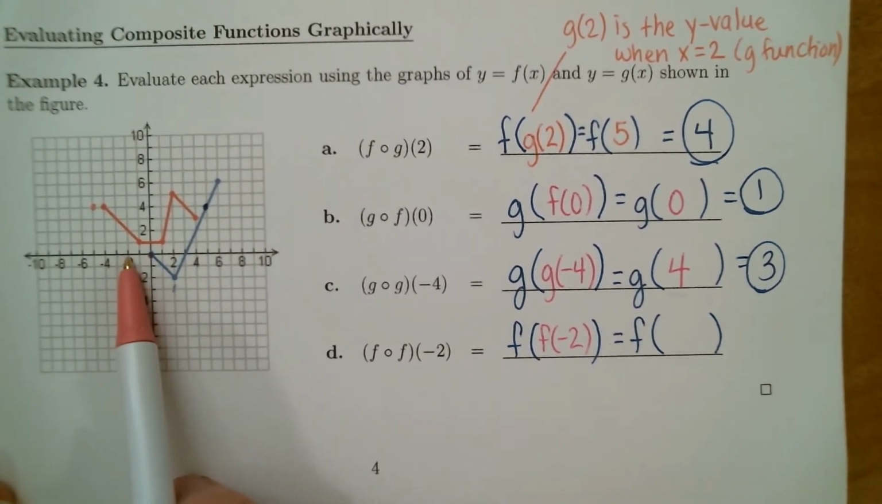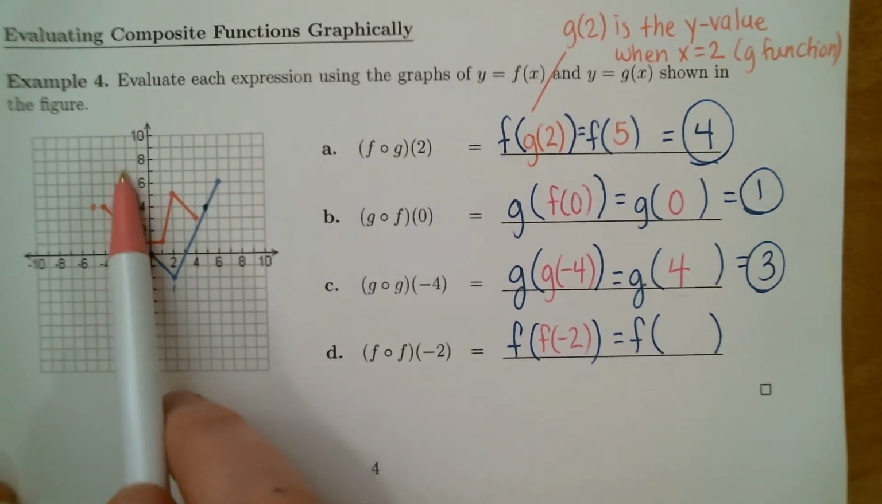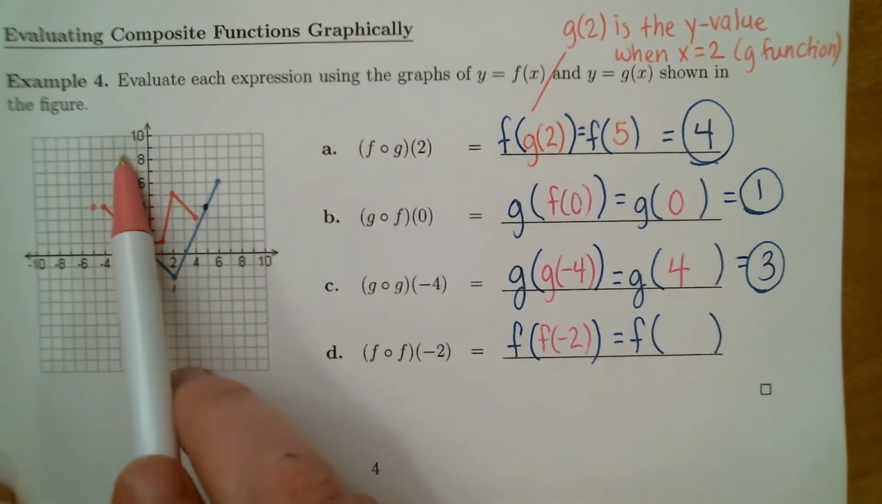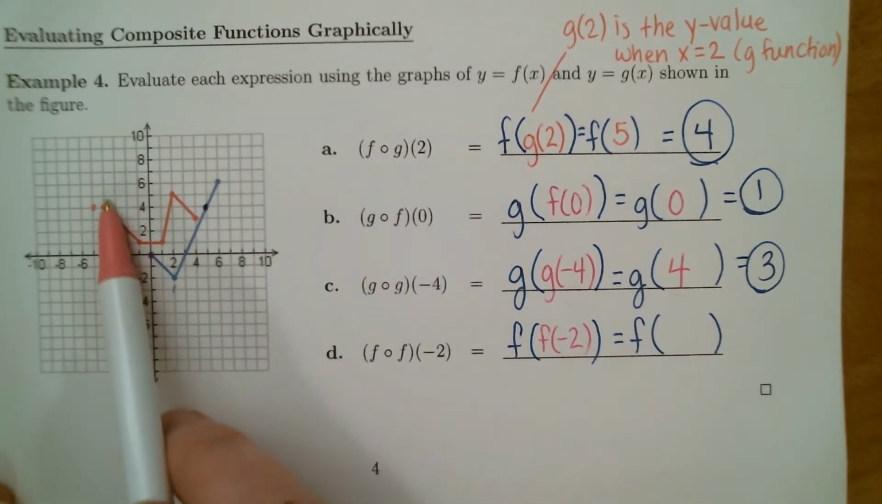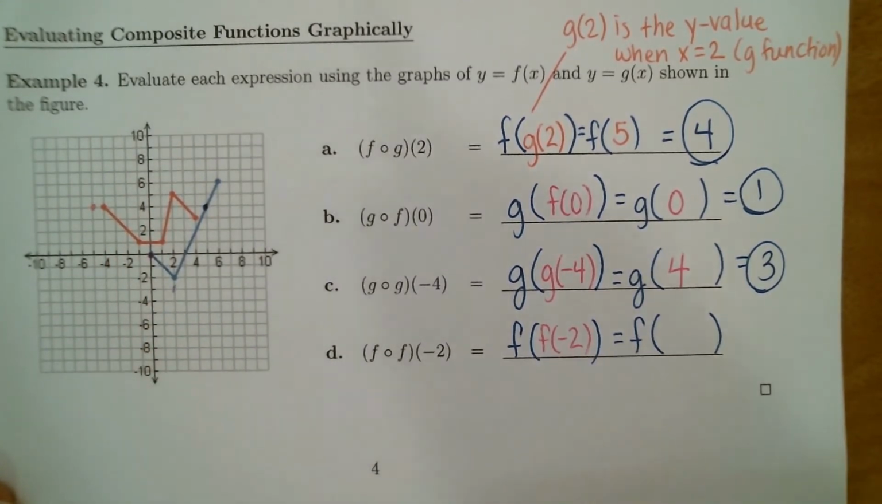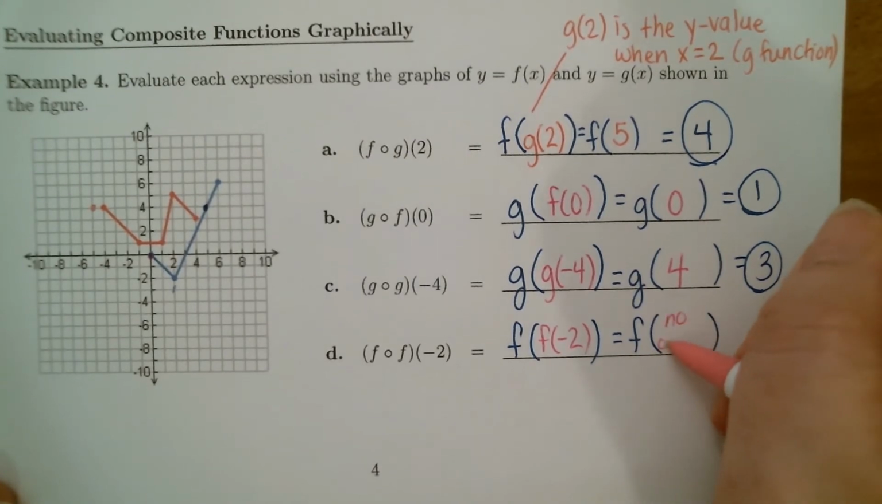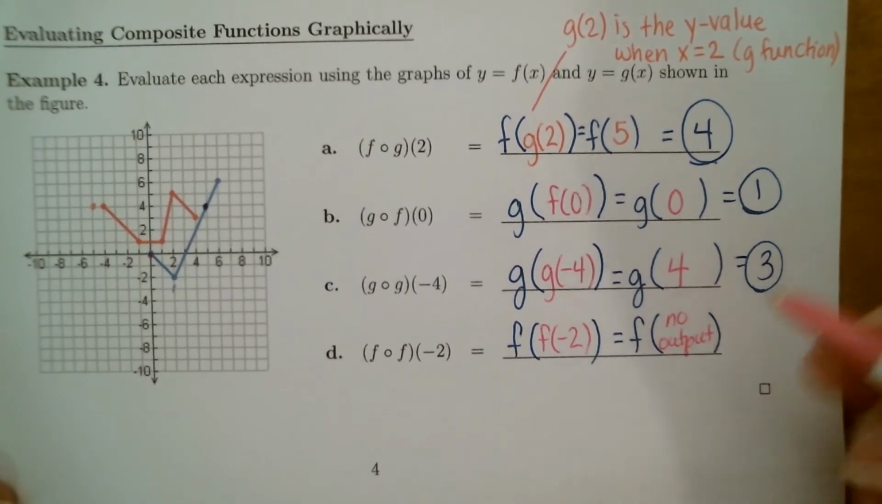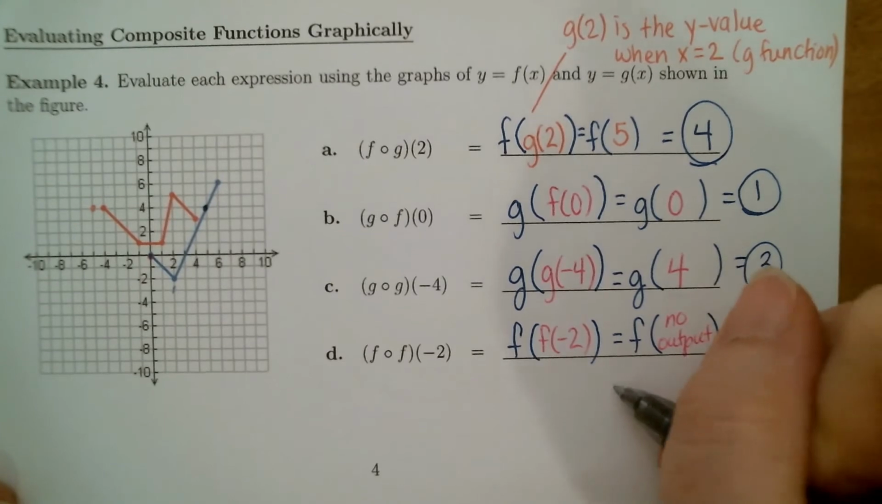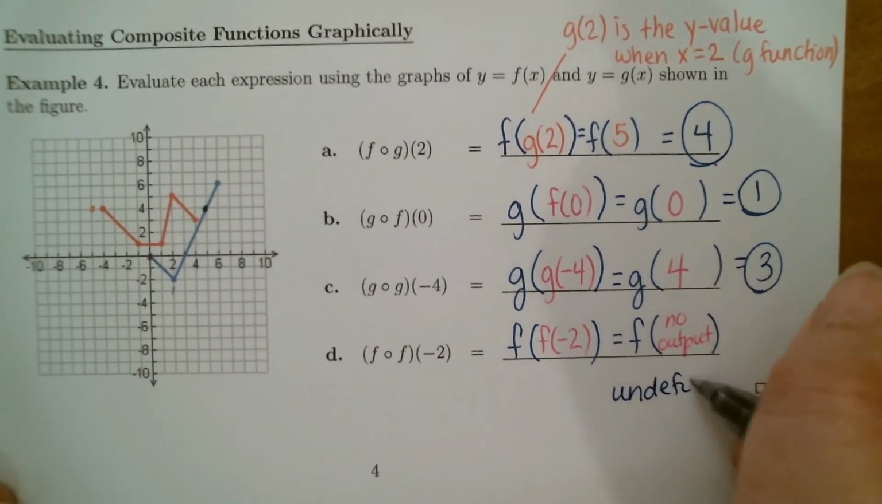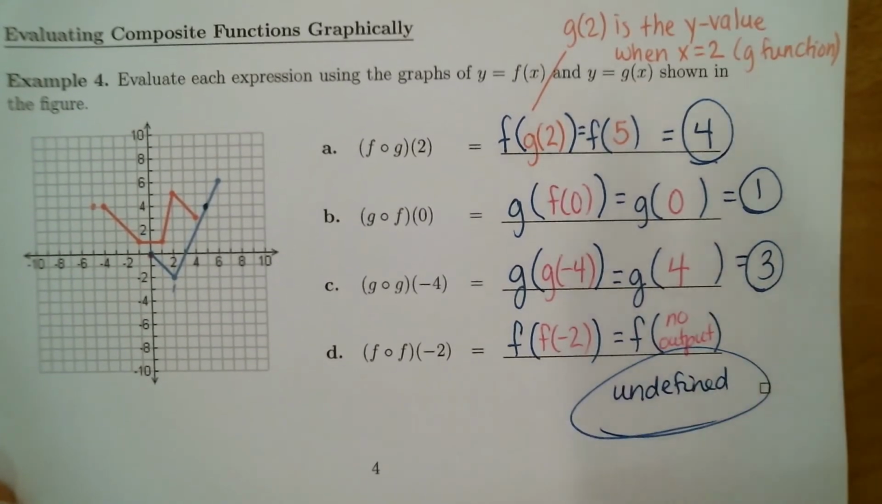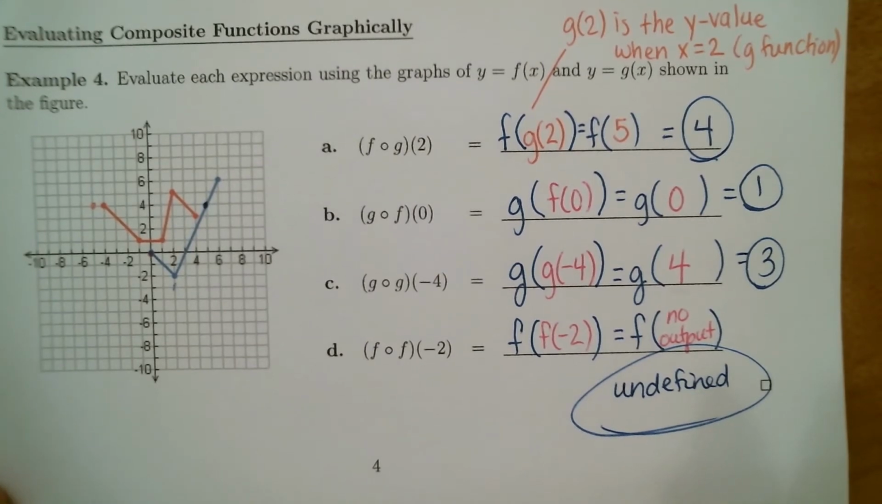And we're going to look for the corresponding point on the f graph, which is the blue graph. And if you notice, there's no f graph over here. So you're not going to get an output. I'm just going to write no output here. What that means is this whole thing is undefined. You won't get an answer. So part D is undefined.